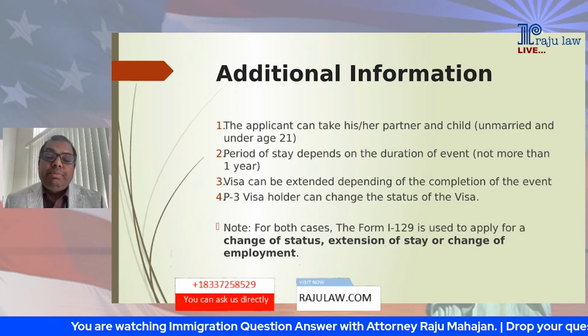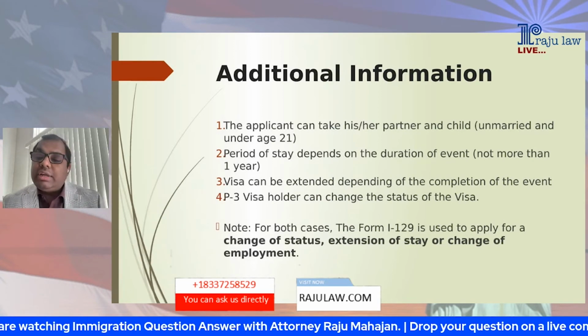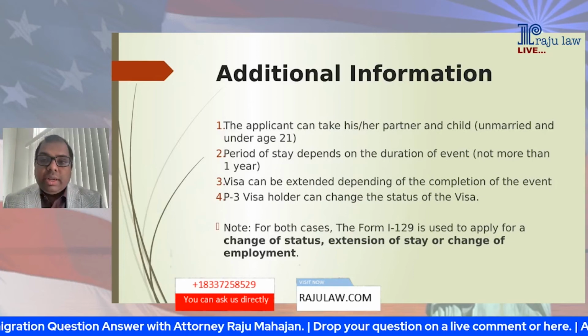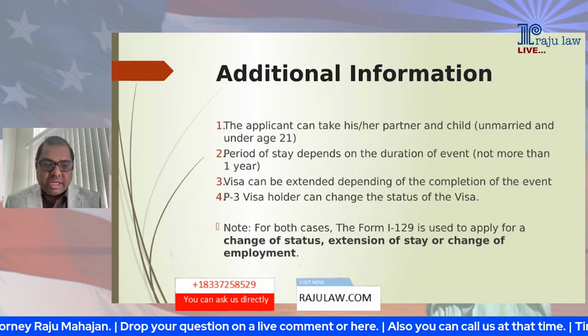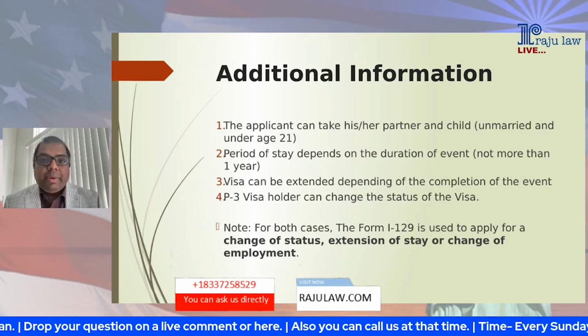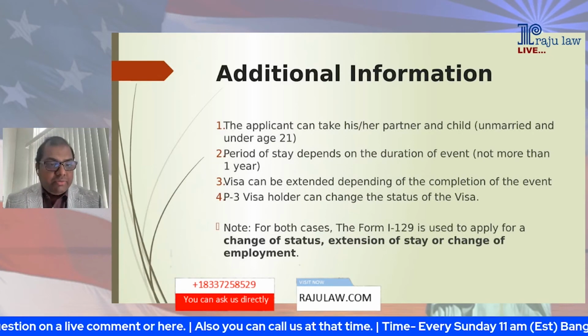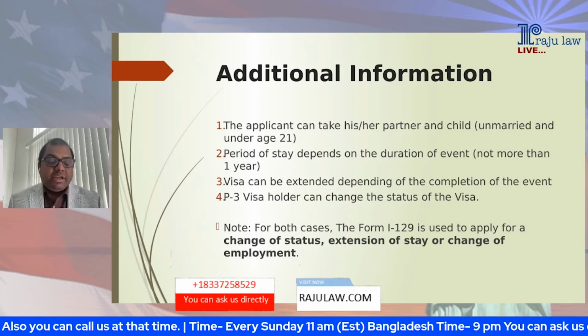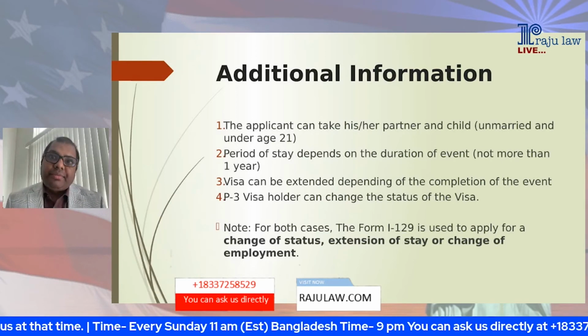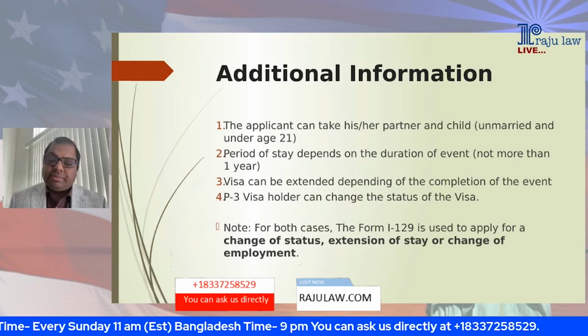Number 4: a P3 visa holder can change the status of the visa, meaning once you are in America under a P3 visa, you can apply for EB1 or other kinds of visa categories. Even though you came to America with a non-immigrant visa, you can change it to an immigrant visa and stay in America as a green card holder. Those are the good things about the P3 visa.